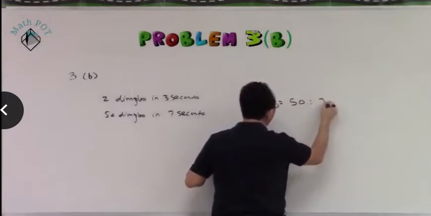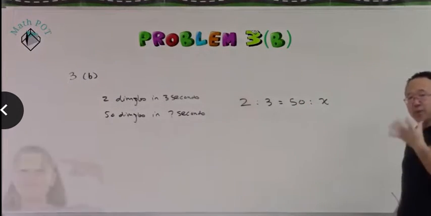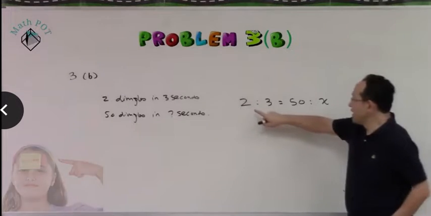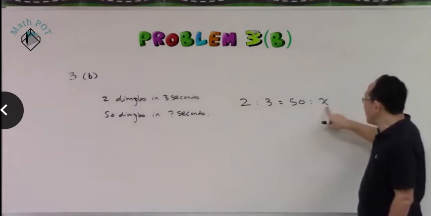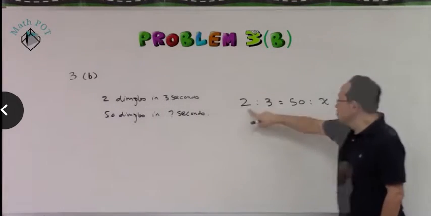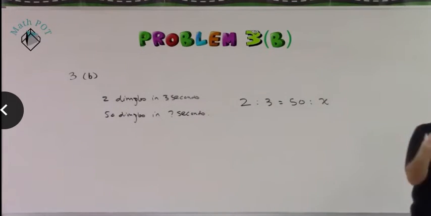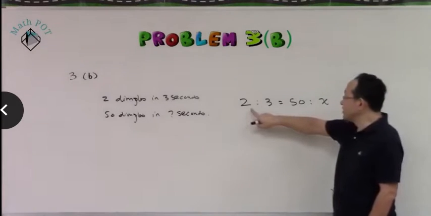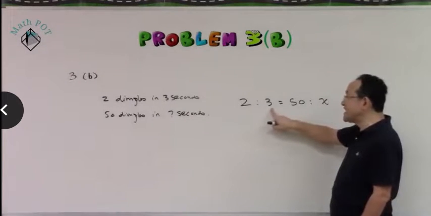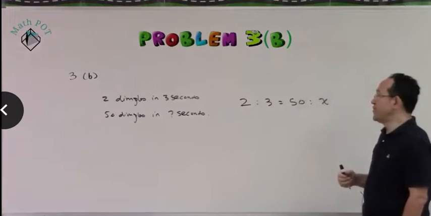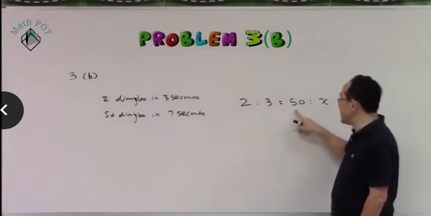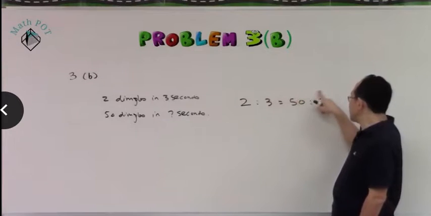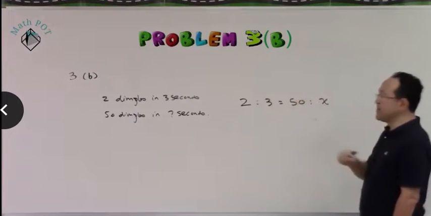Equals 50 to what? So if you get here, remember a few things. First one, you need to make sure this one and this one have the same unit. So those two could have totally different units. For example, here is 2 depots. Here is 3 seconds. So clearly they have totally different units. But here, these are 2 depots, these are 50 depots. They have the same unit. Of course, this is 3 seconds, this is x seconds. They have the same unit.